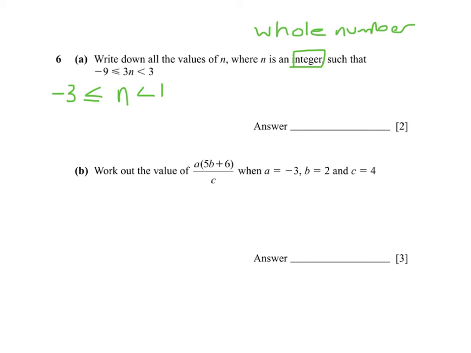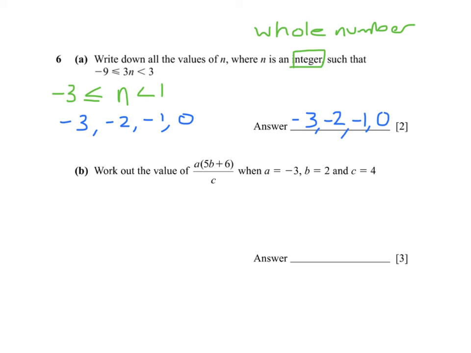And that means I'm looking for the whole numbers from -3. And the equal sign here means I can include -3 all the way through to 1. But because we have no equal sign here, I cannot include 1. So my answers are -3, -2, -1 and 0.